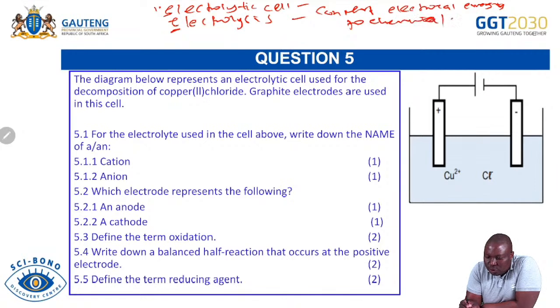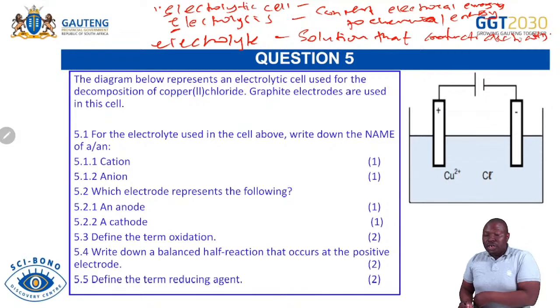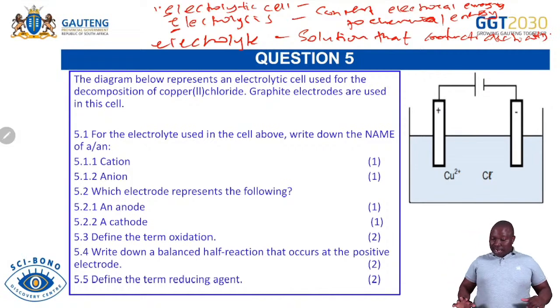So you must know those 2 definitions, and know the definition of an electrolyte, which was asked in the multiple choice when we started. An electrolyte, we said, is the solution that conducts electricity through the movement of ions. Please don't forget those three definitions. You must know them before you write this kind of cell, the electrolytic cell.